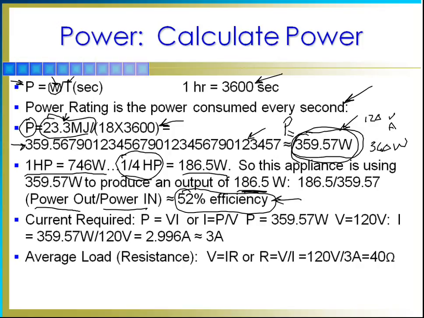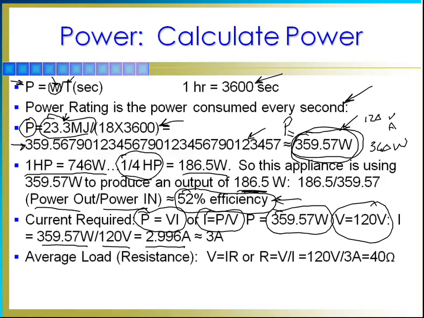Now the current required to run this guy, well, I know power equals voltage times current, or current is equal to power over voltage. And my power equals 359.57 watts. My voltage equals 120 volts. So my current equals power over voltage, or 2.996 amps, approximately 3 amps is the current rating for this appliance.